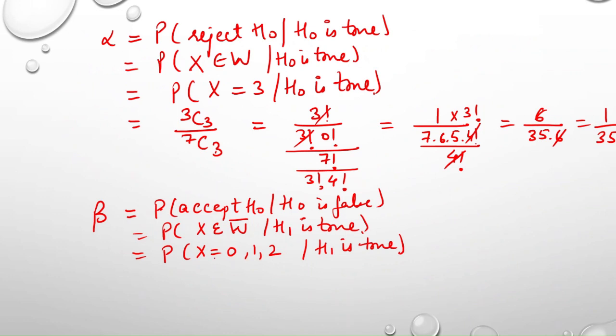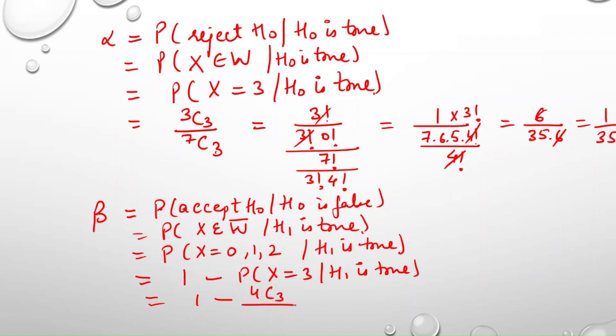In this case we could also find the probability of this by P of X equal to 3 when H1 is true. So that would be equal to 4C3 because there are 4 red balls in this case and 3 black balls, 7C3. We will be calculating it in a similar manner as I have shown above. So it is 31 over 35. So this is how we can calculate the alpha error and the beta error in this question.